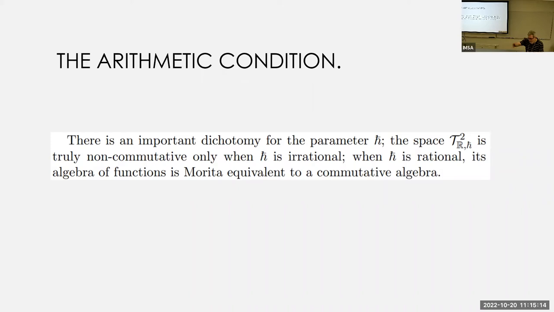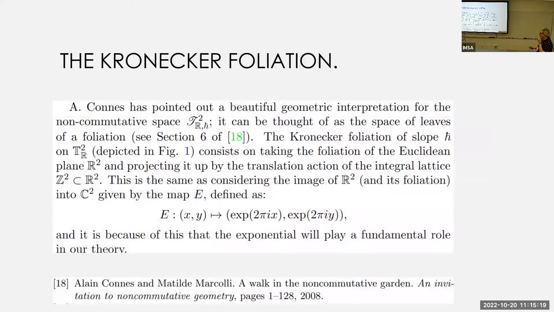In any case, Alain Connes gave a beautiful geometric interpretation of this space. You have the algebra of functions, but you want to think of it as a space, not as an algebra. How do you do it? Alain Connes figured it out. He says, this is the space of leaves of a foliation.